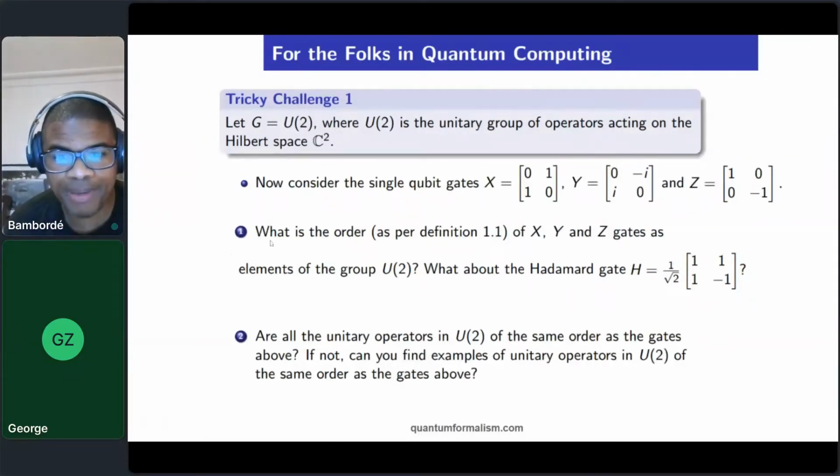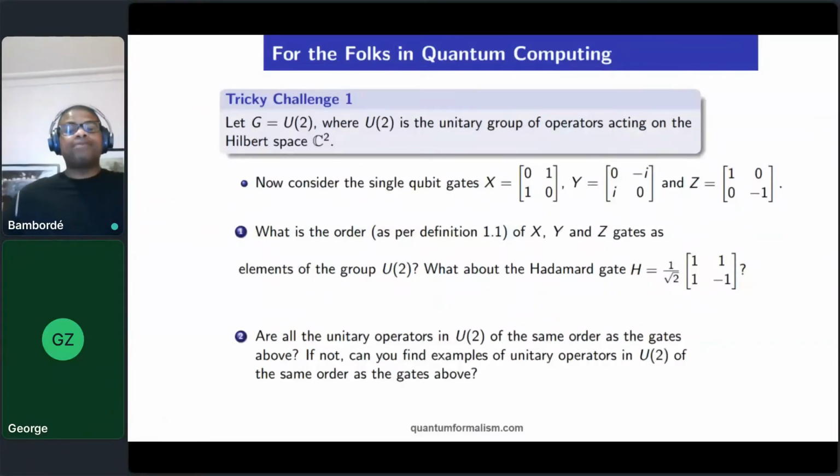As per the definition, the definition of order was given on any abstract group. So the question is, what is the order of these gates, as elements of the unitary group U2? You don't have to answer it here. Go and think about it.